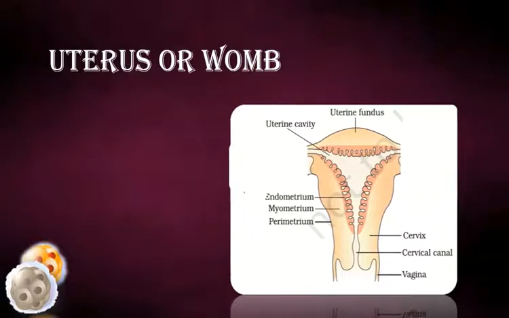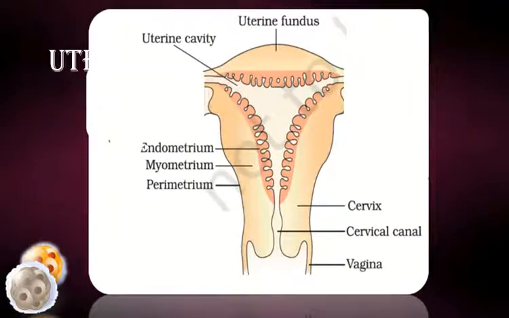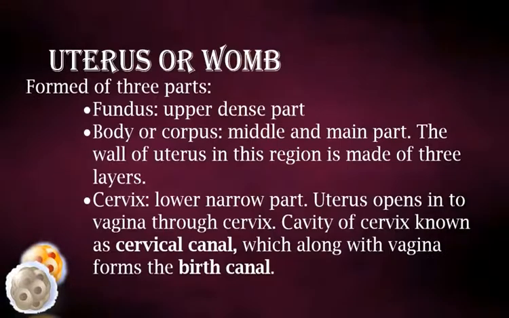Now, this is formed of three parts. There is the fundus, the uterine fundus, which is the upper dense part. Then the uterine cavity or the body or corpus. This is the middle and the main part. The wall of the uterus in this region is made of three layers. This we'll do later. The last part is the cervix, that is the lower narrow part. Uterus opens into the vagina through the cervix. The cavity of the cervix is known as the cervical canal, which along with the vagina forms the birth canal.